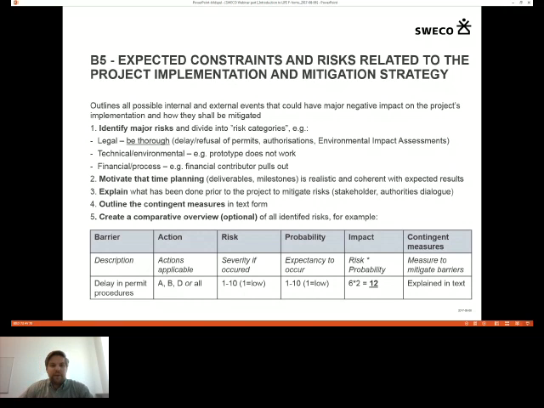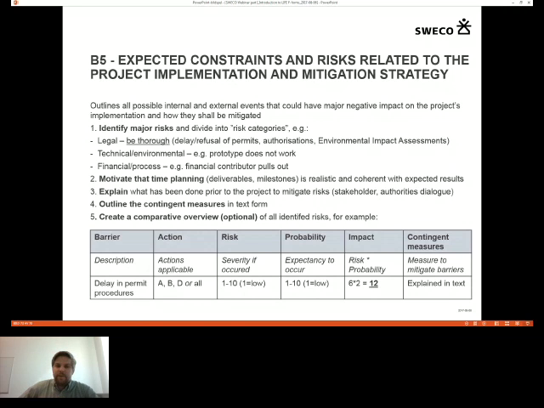So first of all, you describe the possible barrier, for example, a delay in permit procedures. You explain which actions, A, B, C, D, or E, this delay might have an impact on. The risk, like the severity, how badly this barrier would impact the project if it occurs. And then, of course, the probability for the risk or the barrier to occur.